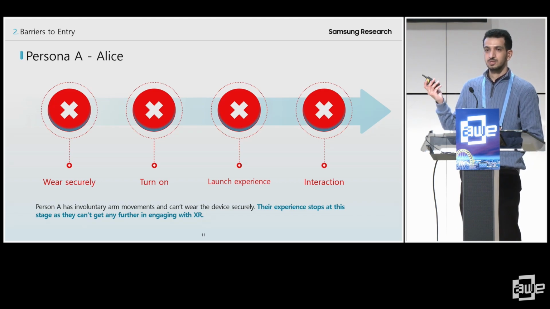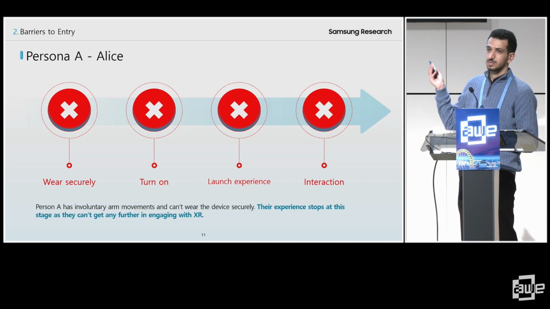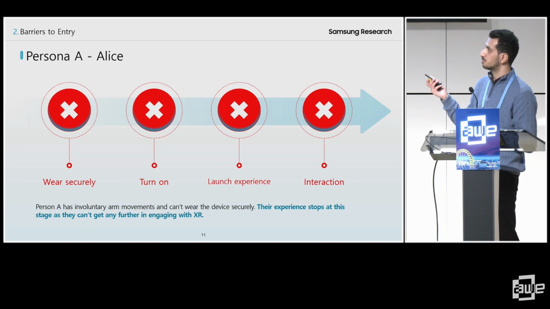first stage. So she can't wear it securely, which means she never really gets to the stage where she even visualizes what the environment looks like or makes use of it. So her experience stops at that first stage.